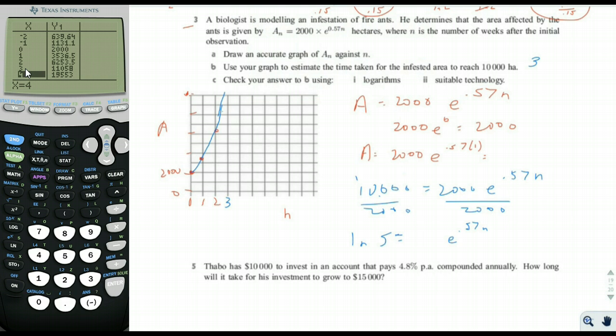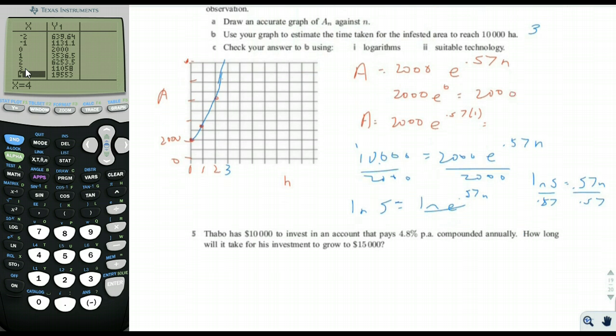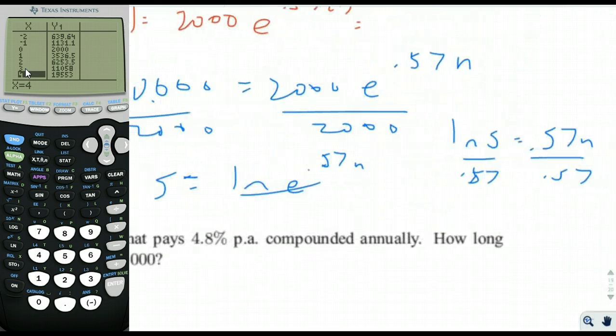Could take the natural log of both sides so that we can get the n as a regular number, not the exponent. So we have natural log of 5 is equal to, and these cancel each other out, so you get 0.57 n. Divide both sides by 0.57, and then we end up with n equals natural log of 5 divided by 0.57.